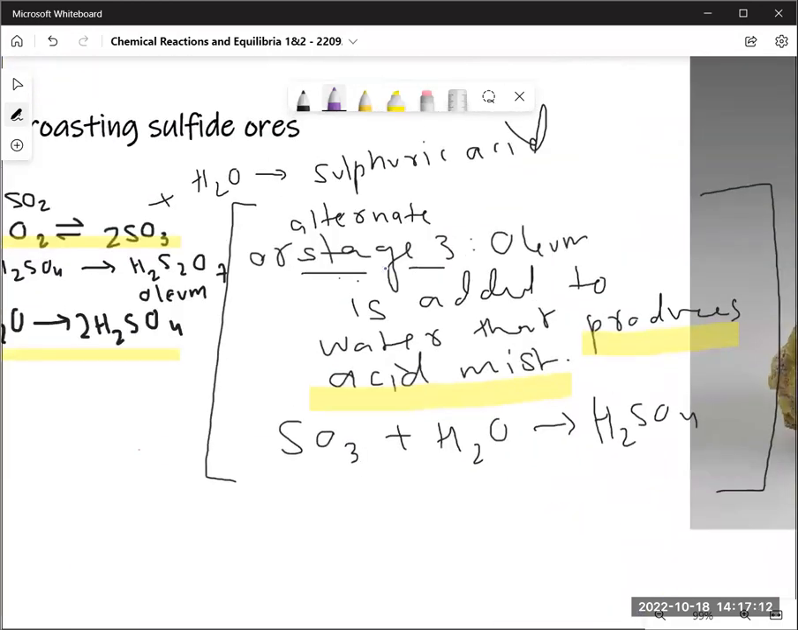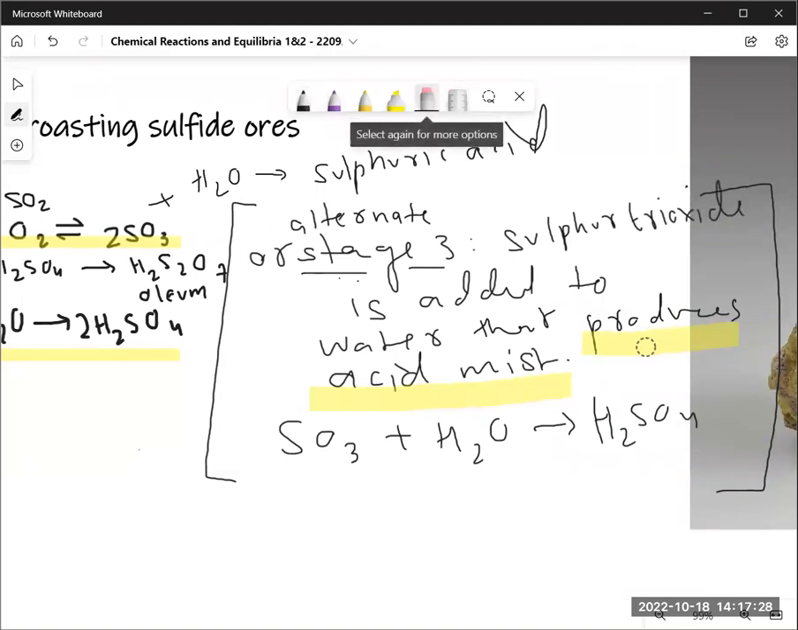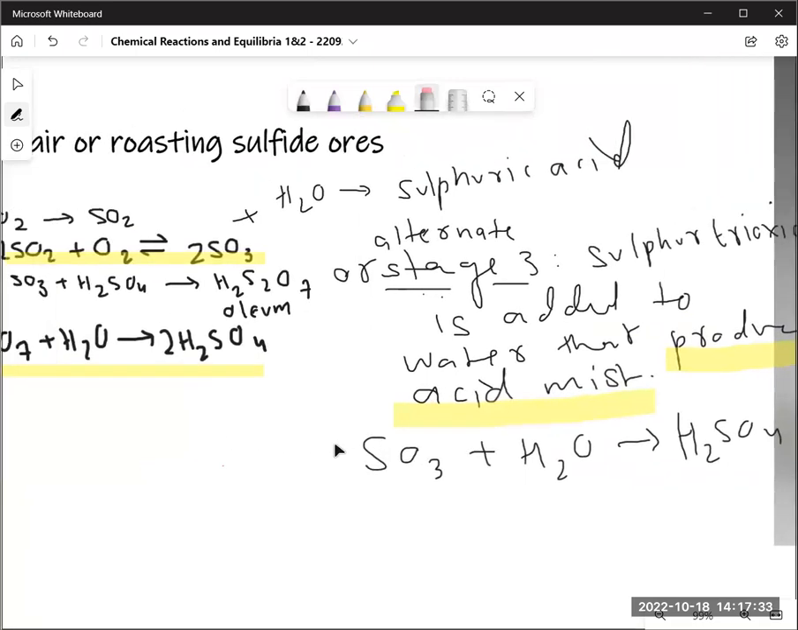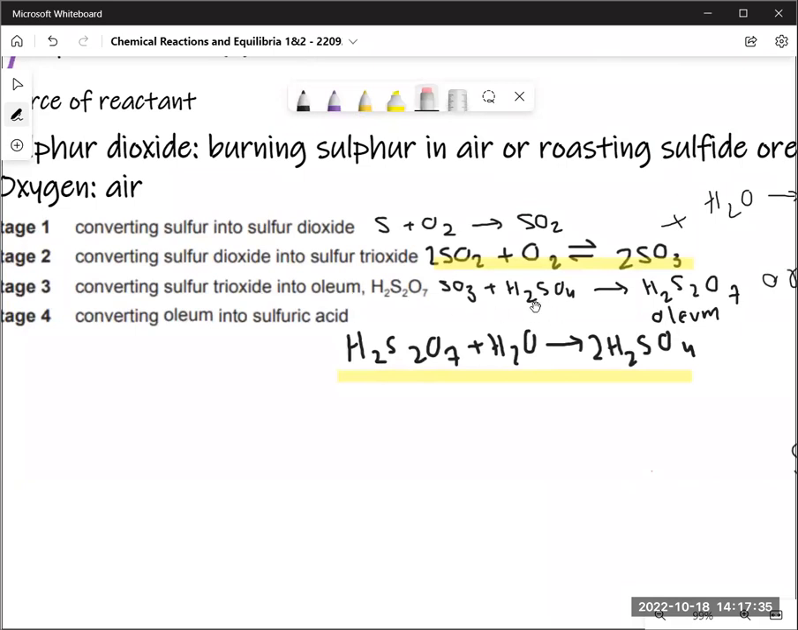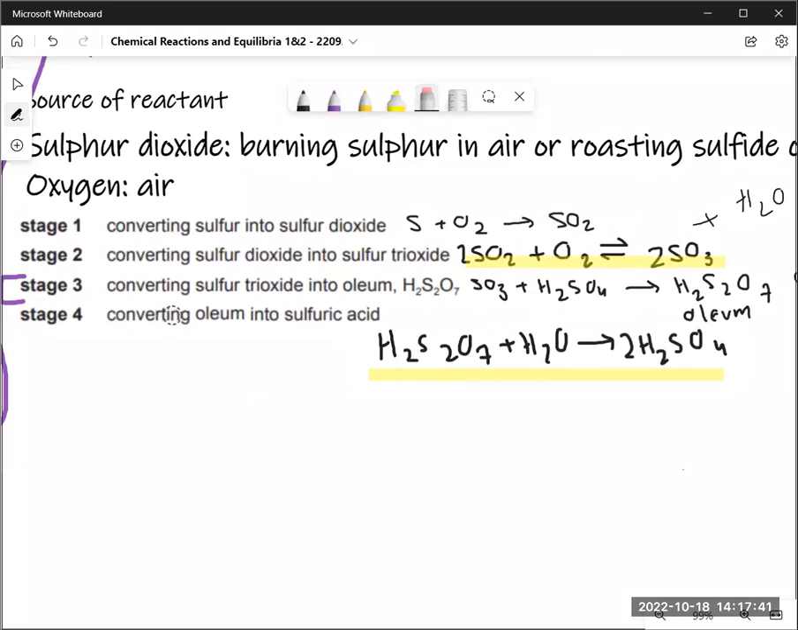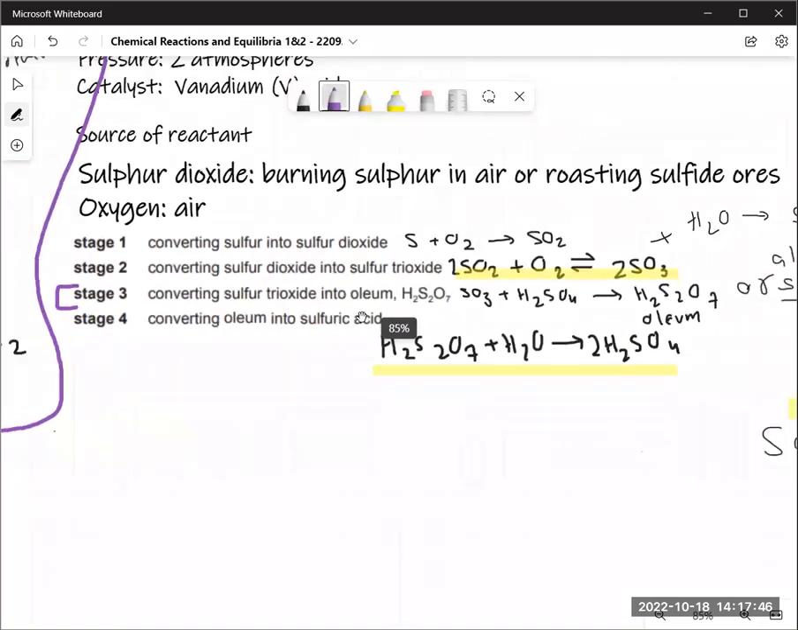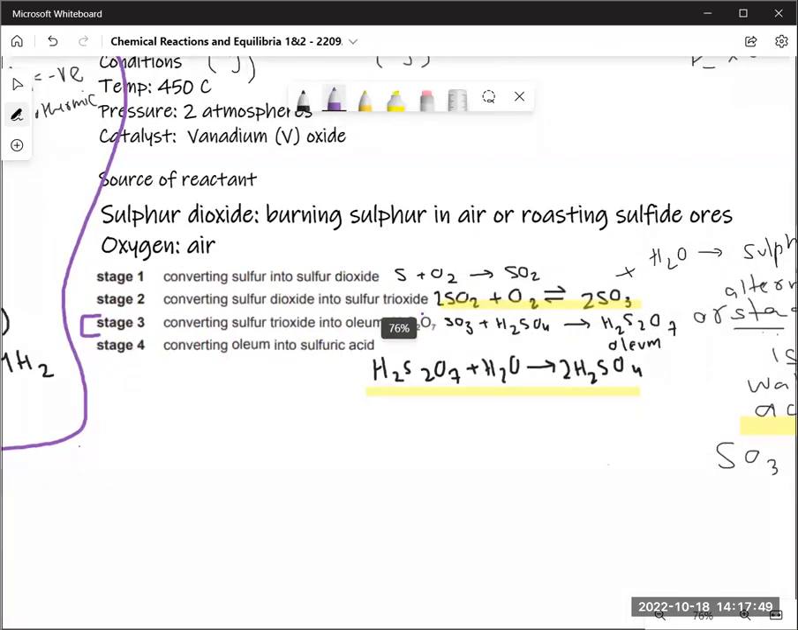In the exam, they'll ask you why it is not added directly. Sorry, it's not oleum, it's SO3, sulfur trioxide. Change it in your notebook. Sulfur trioxide is added to water, which produces acid mist. This acid mist is very dangerous, so we don't do that. Instead, we add it to sulfuric acid to get oleum, and then we dilute oleum by adding it to water. That's stage 4. I will talk about this again later.